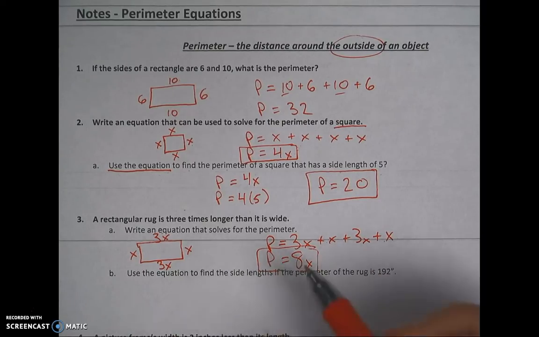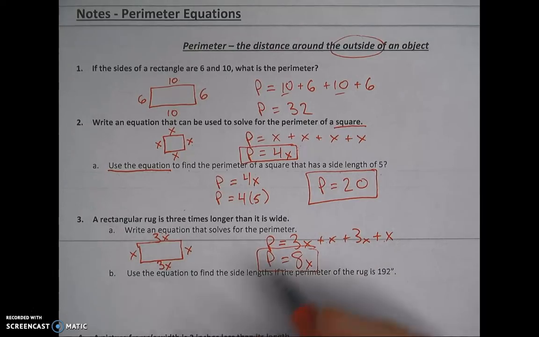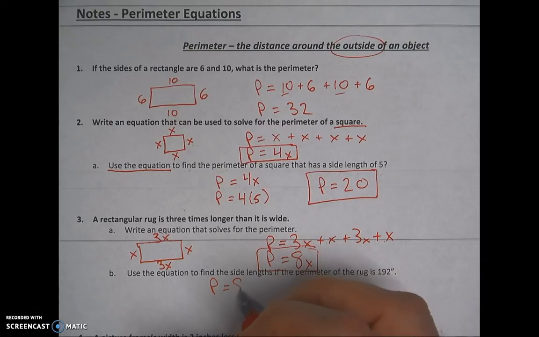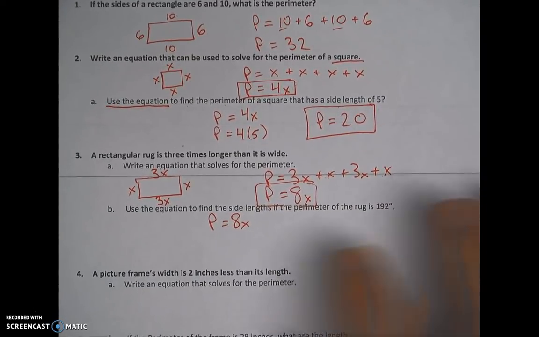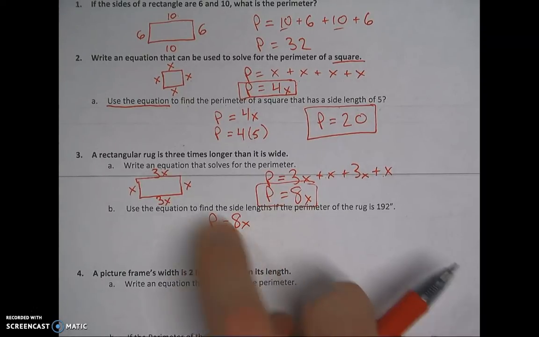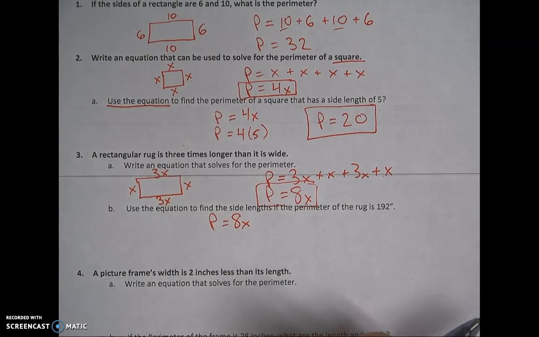Now letter B, use the equation. So we're always building an equation and then using it, which means your work needs to show this equation. So let's just write it down to start out with. P equals 8x. We're starting with that. They're going to give us one of these two letters, either the perimeter or the width, the smaller side length, and then they're going to ask you to solve for something else.